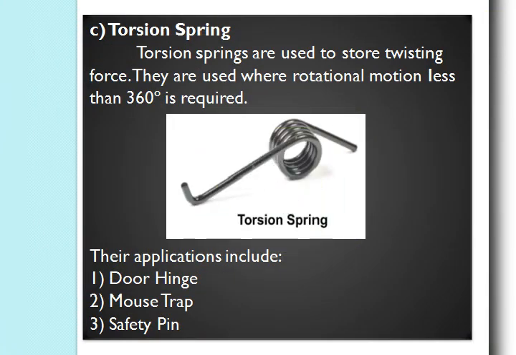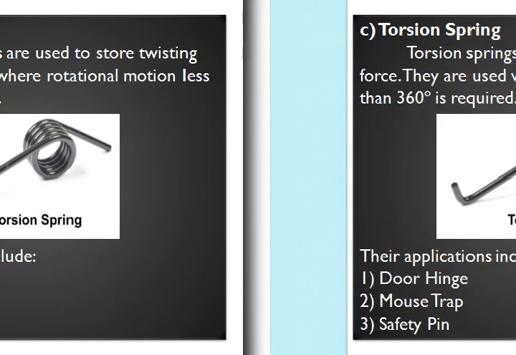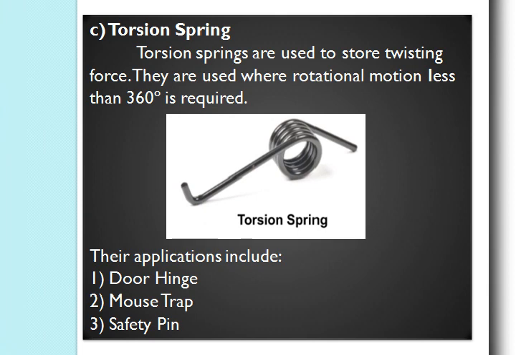The next type in helical or coil spring is a torsion spring. Torsion springs are used to store twisting force. Earlier, what are the two types we discussed? That is tension and compression spring. In those, the load is borne in the axial direction, but in the case of a torsion spring, the load is stored in the twisting direction, or say, the turning movement it has to absorb.